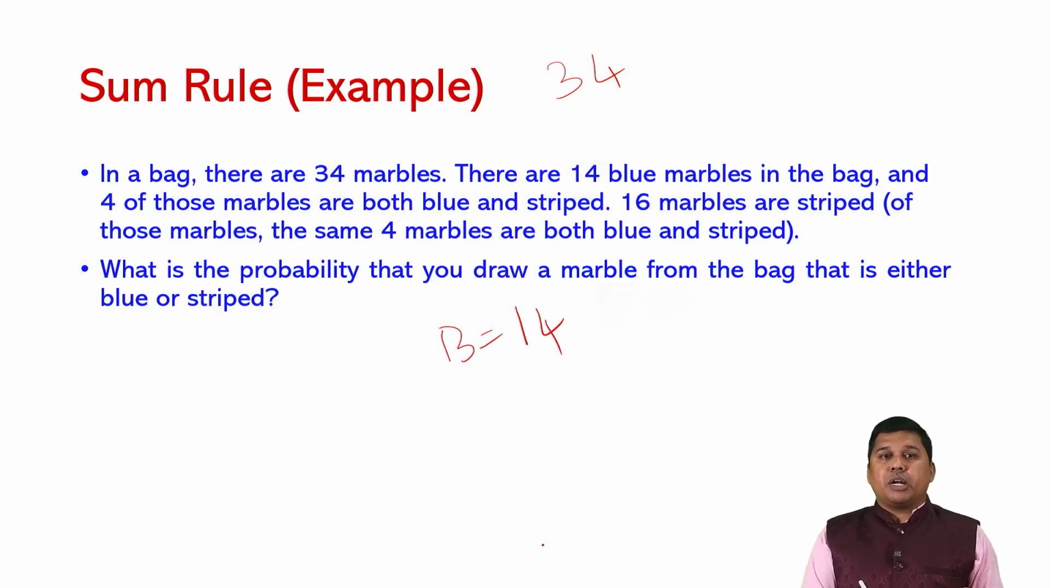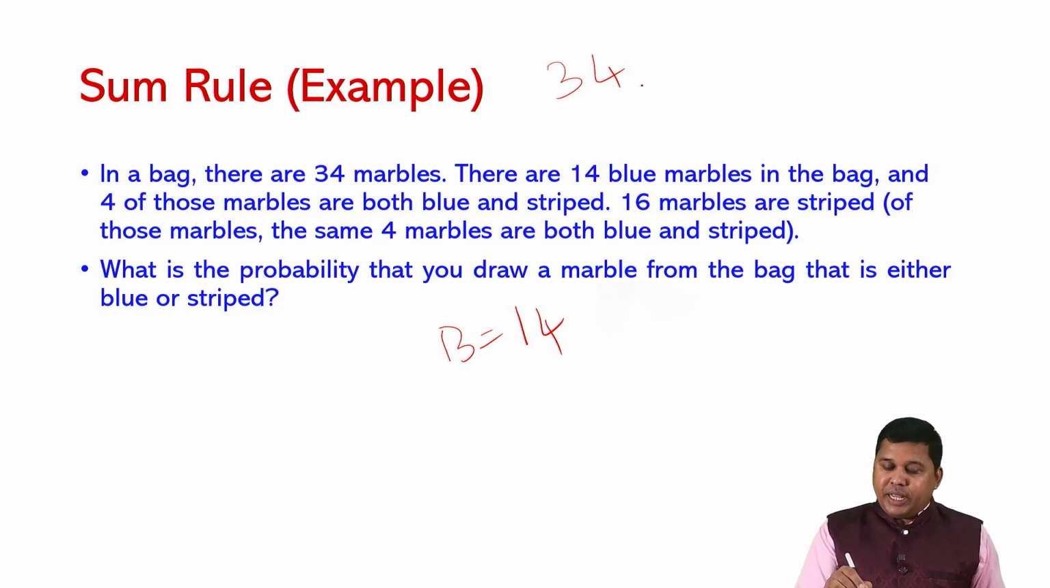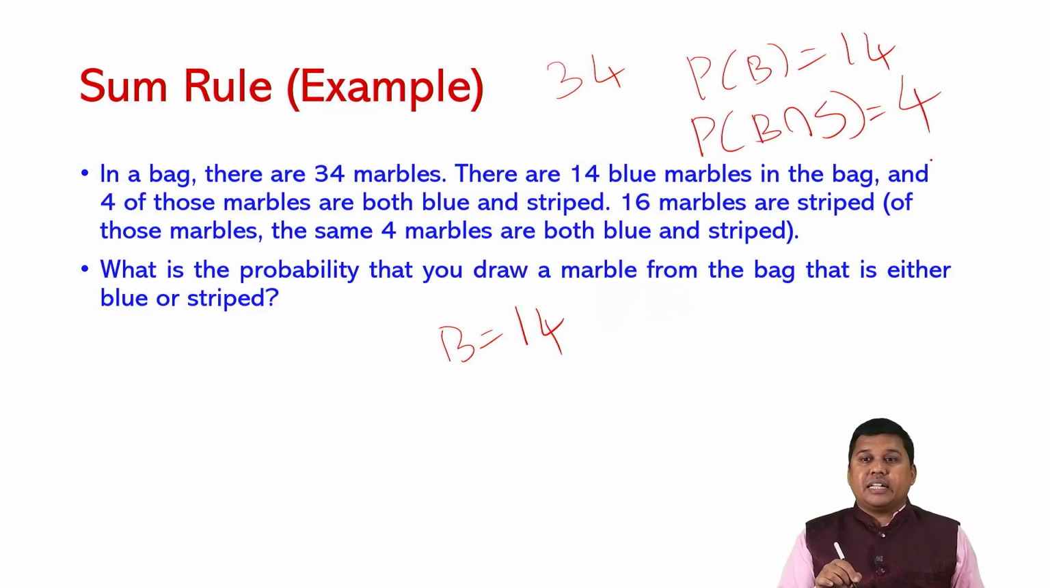And 4 of those marbles are both blue and striped. It means P of B is given as 14 and P of B intersection striped is 4. So, intersection is there. There are some common marbles which are both blue and striped.